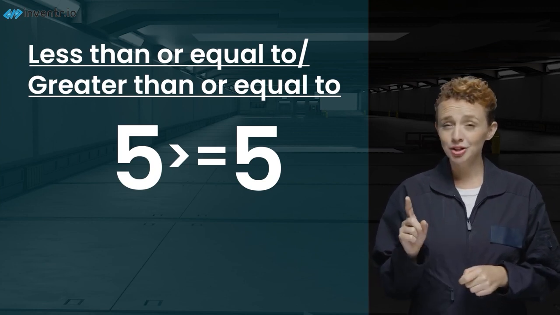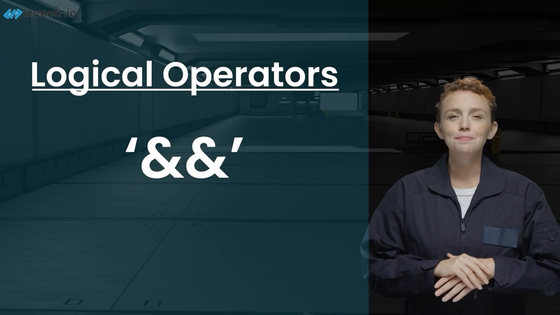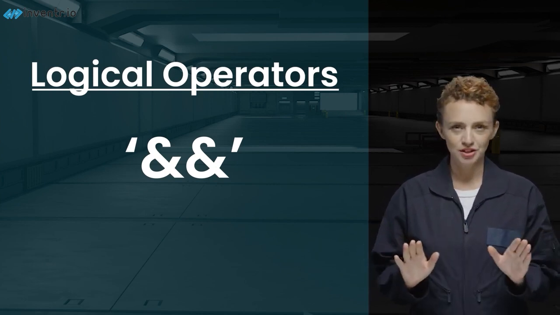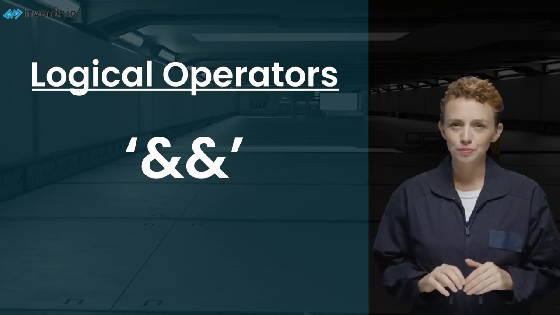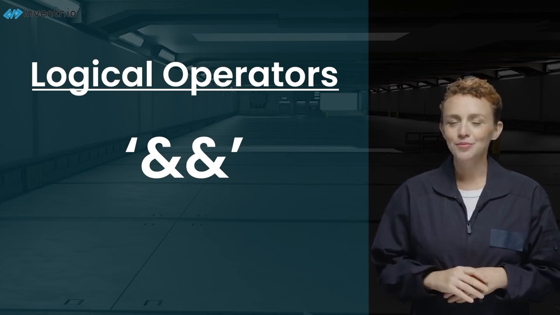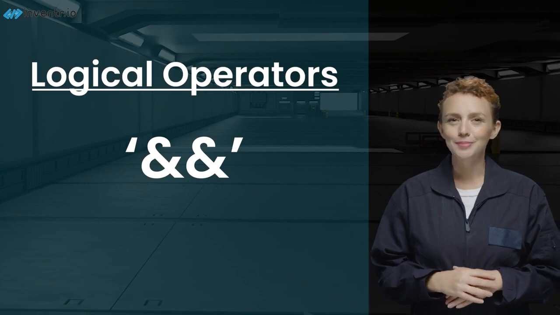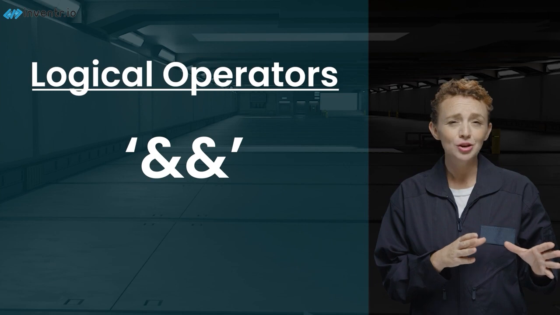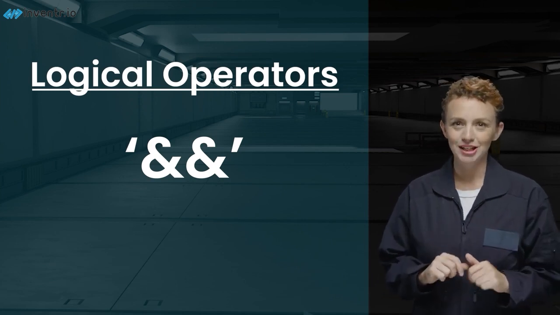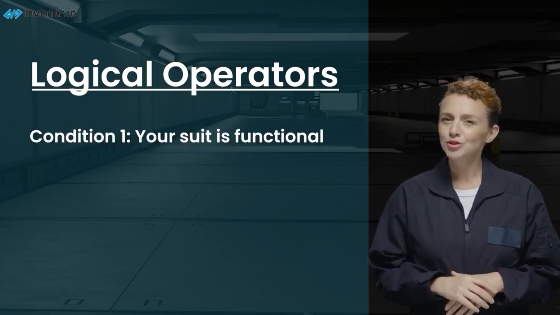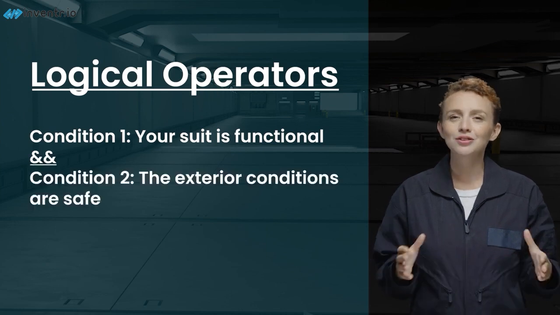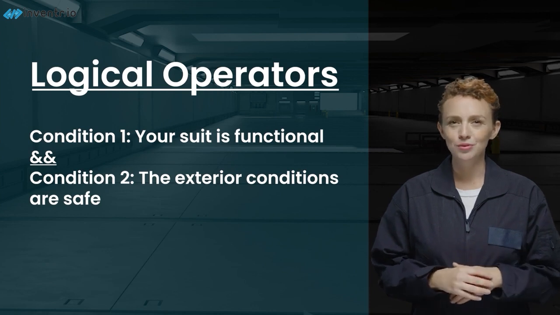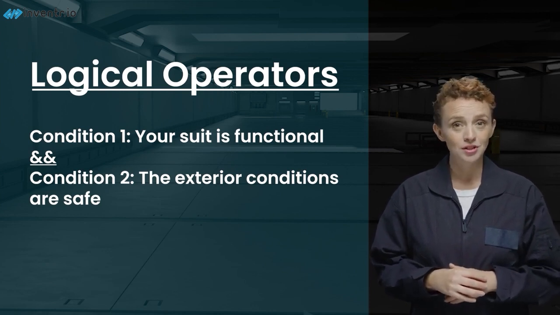Now, on to the logical operators. AND is a binary operator that requires 2 conditions to be true for the overall expression to be true. Stay with me now, Explorer. Let's break it down. Imagine this. You're planning to leave your cozy spacecraft to explore the boundless wonder that is space. Extravehicular activity, or EVA as we like to call it. You would only go if both your suit was functional and the exterior conditions were safe. Clearly, only when both of these conditions are met would you step out of the spacecraft.